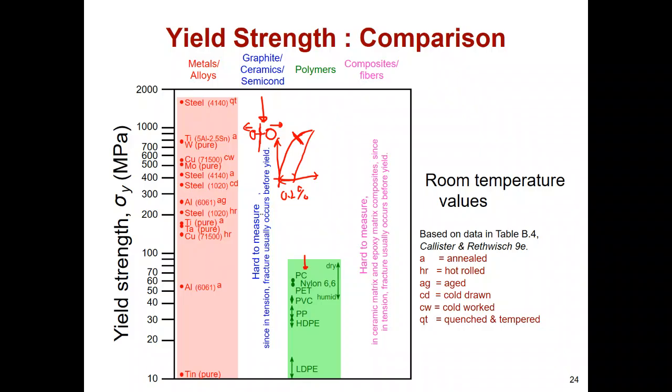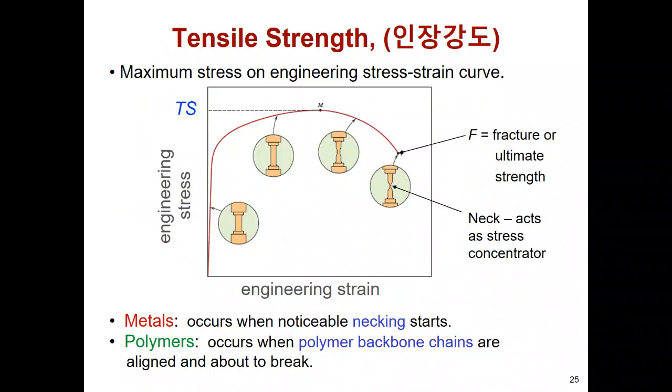So that means we cannot measure the 0.2 percent plastic deformation with the ceramic structure. That's the reason there are no data in this region. Similarly, for composite structures, we cannot measure the exact yield strengths. Next.